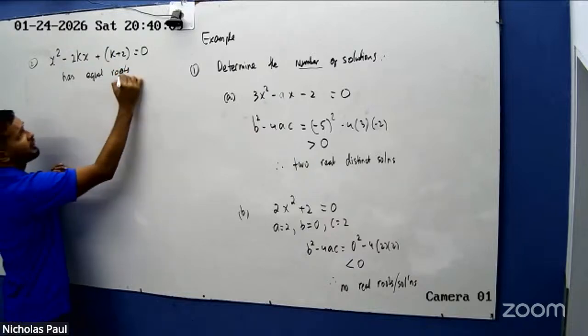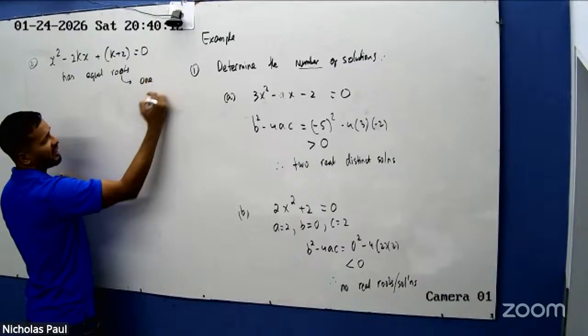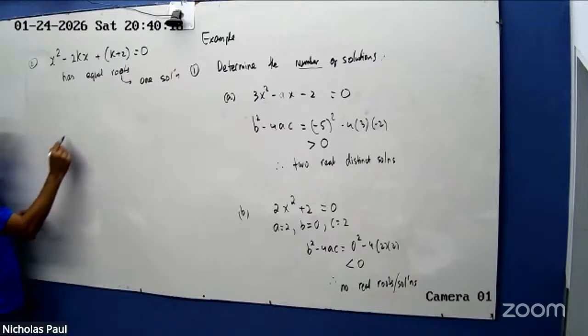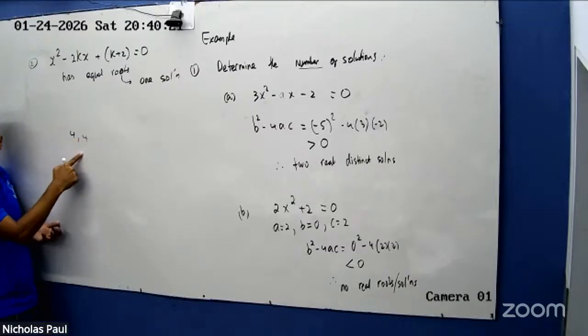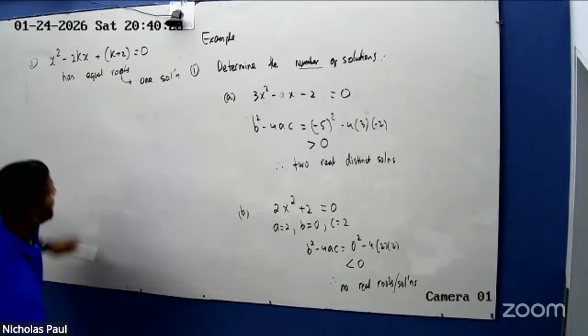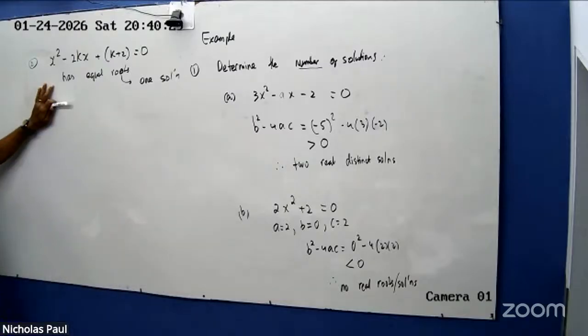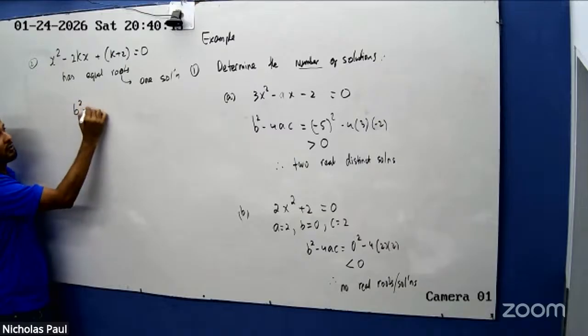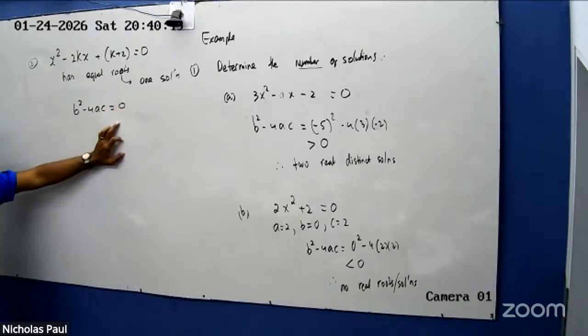What does equal roots mean? Equal roots means that you technically only have one solution. If your roots are equal, how many solutions do you really have? One. So equal is the same as one. What do we know happens when you have one solution? The discriminant, b squared minus 4ac, is equal to 0. Very good.